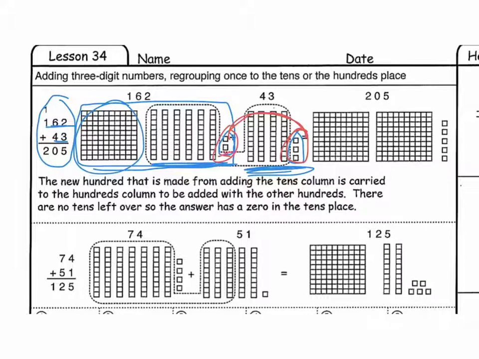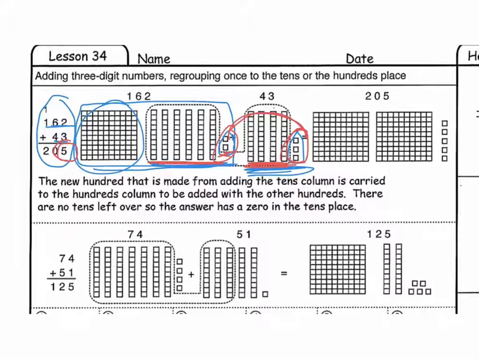You can see 2 and 3 makes 5. Here is the 5 right over here. And then when we put the tens together, we have 4 tens there and we have 6 tens there. Well, 4 tens and 6 tens makes 10 tens. And 10 tens is 100. Think about that. 10, 20, 30, 40, 50, 60, 70, 80, 90, 100. 10 tens is equal to 100.